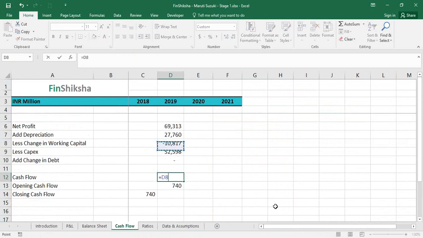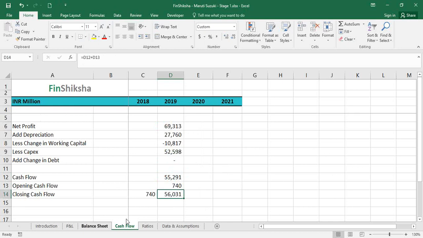So what's my cash flow for the year? Net profit plus depreciation minus change in working capital minus CapEx. Change in working capital being negative gets added. And we can also add, just in case as a formula you want to add, change in debt as well. That's zero in this case. So what is the closing cash flow that you get? You get 56031. This is the number that has to go and sit in the balance sheet.